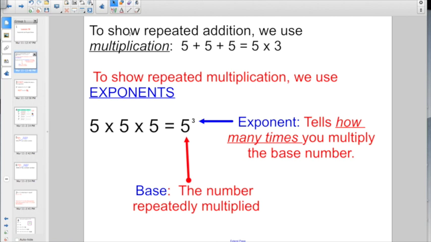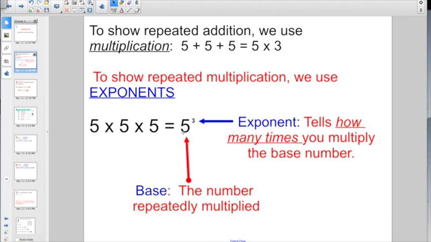If you remember, to show repeated addition, we use multiplication. Instead of having to go 5 plus 5 plus 5, we can just go 5 times 3 instead of adding 5 3 times. To show repeated multiplication, we use what's called exponents. If you wanted to go 5 times 5 times 5, you could write it with a 5 and a little 3 in the corner. 5 to the third power is how that would be pronounced.